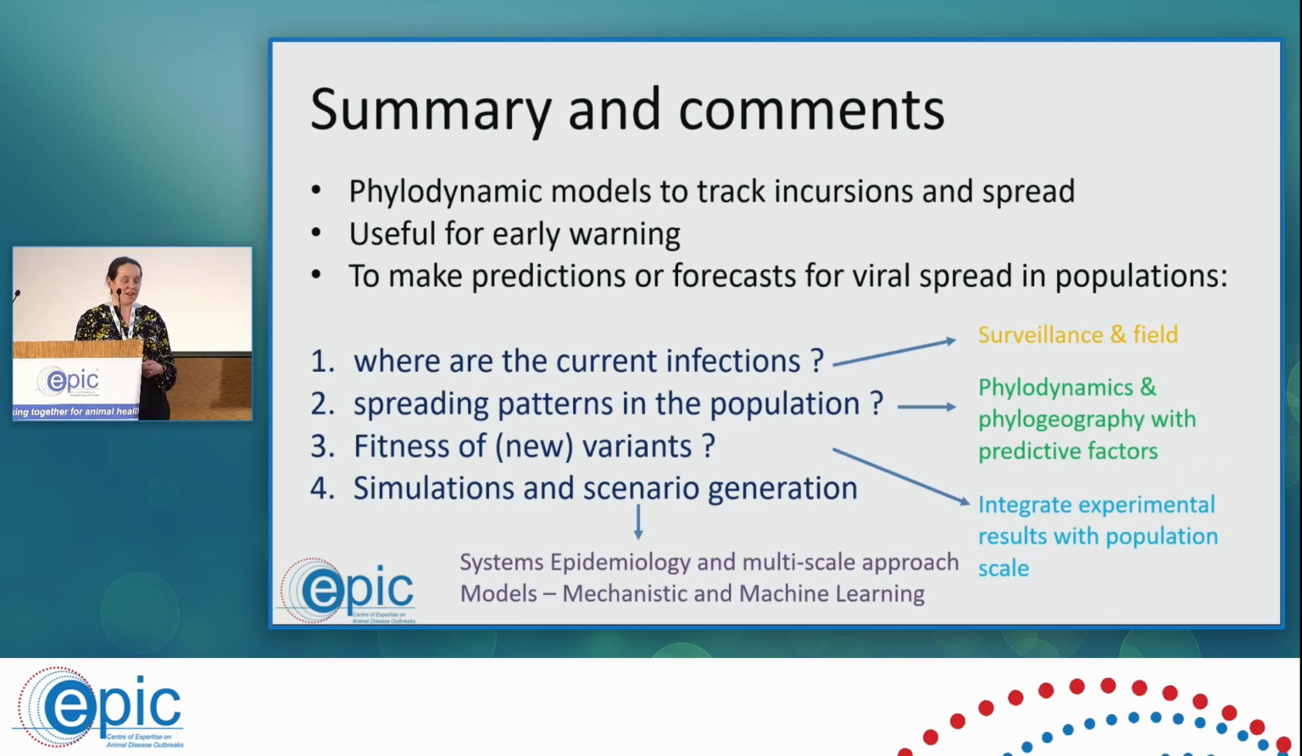So just in summary, you can use sequence data and these phylogenetic models to track incursions and spread in these structured multi-host type populations. You can use them for early warning if you can see the sequences from other countries. You can potentially make predictions or forecasts for spread in viral populations. You obviously need to know where the current infections are. You need to know the spreading patterns in the population. You need to understand the fitness of the new variants. And then once you have that, you can put these together in simulator and scenario generation models to try to at least have some sets of predictions of what would be coming.